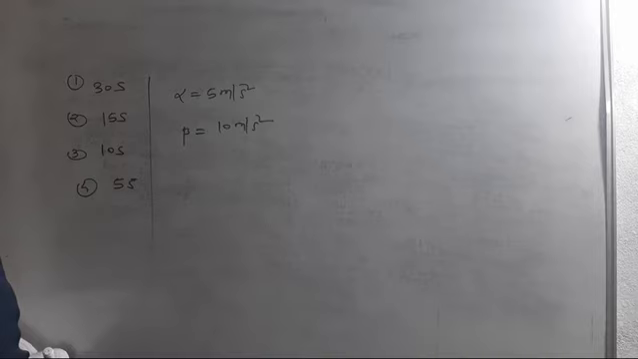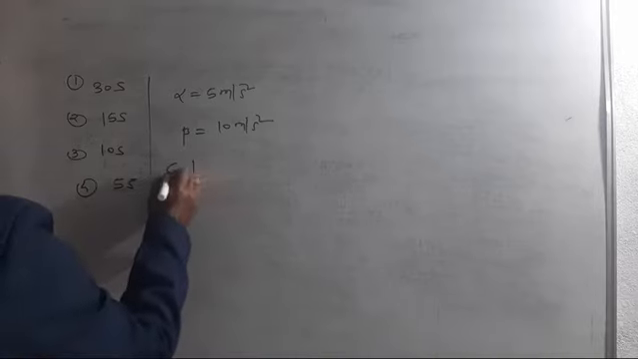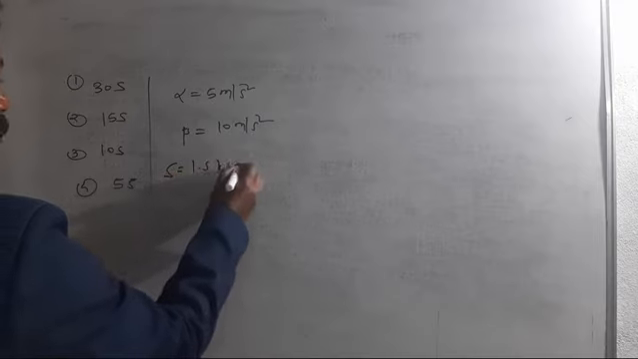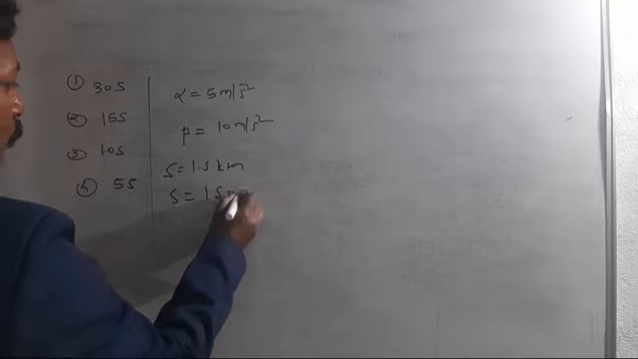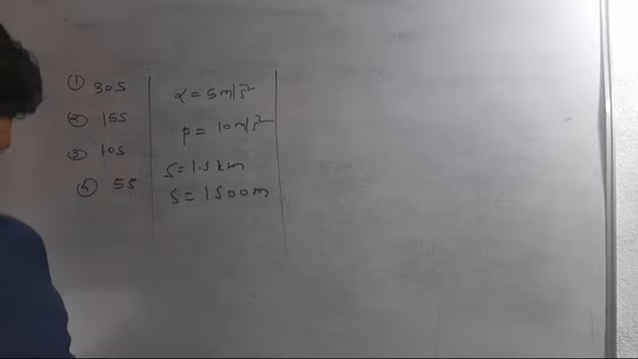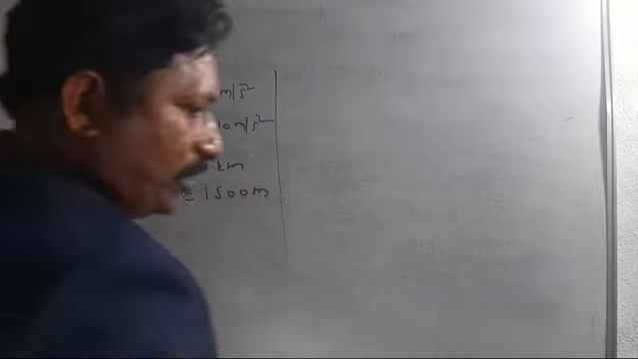What is the minimum time in which the motorcycle can cover a distance of 1.5 km? S is equal to 1.5 km, that is S is equal to 1500 meter. Then find the total time t.